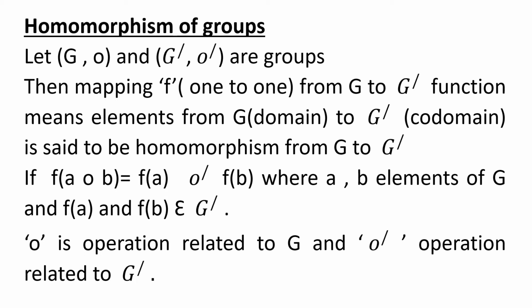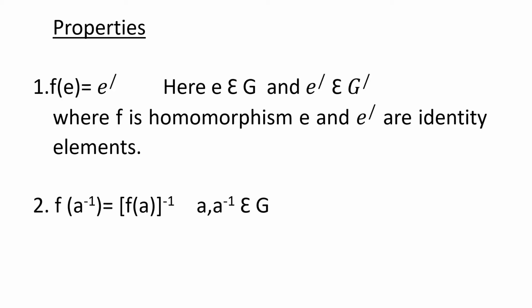Now, two important properties are related to homomorphism. These are the two properties which we will try to prove. The first one is f(e) = e', where e, without dash, belongs to G, and e' belongs to G'. We have to prove that f(e) and e' are equal and they are related to the group G'. This we have to prove.